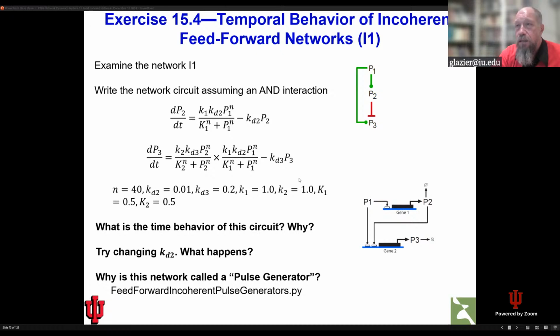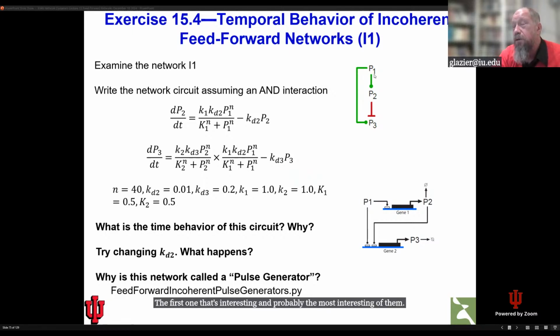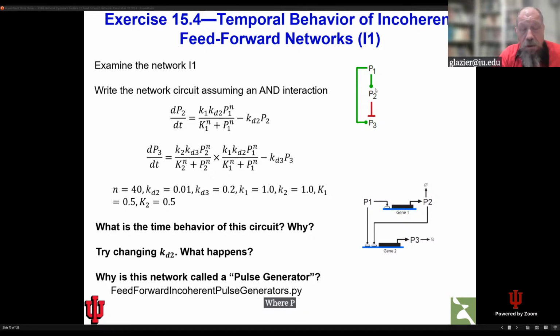So let's try the first one that's interesting, and probably the most interesting of them, which is the incoherent feed-forward network of type 1, where P1 excites P2, P2 inhibits P3, P1 excites P3. So why don't you write this circuit in Antimony? And here are some suggested values of parameters from Herbert. And notice that it uses a very high Hill exponent of 40 in this case. And all the parameters are given here.